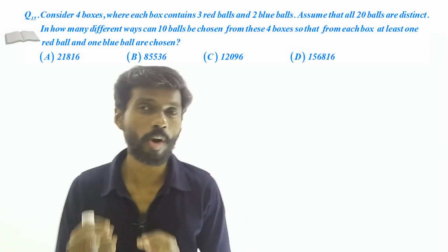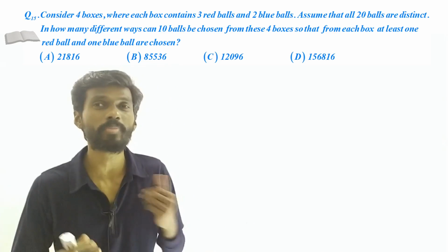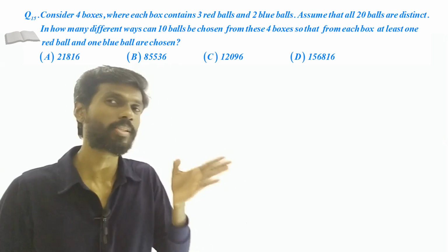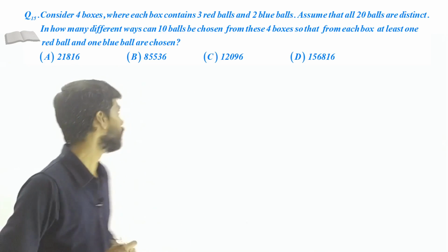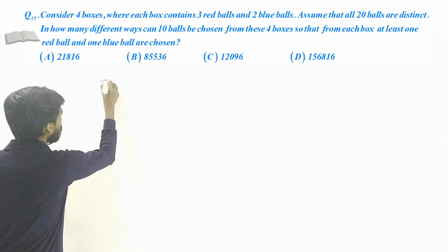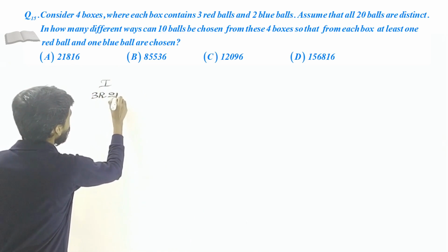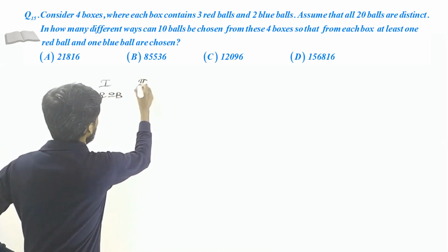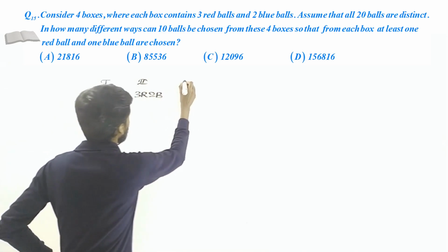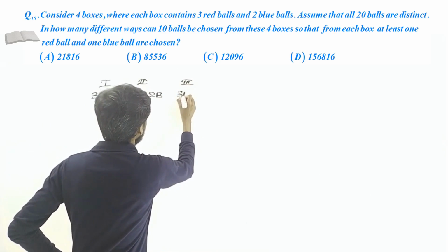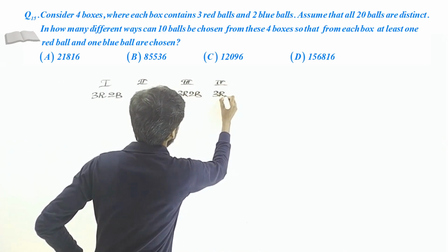Here we have 4 boxes, each containing 3 red balls and 2 blue balls. We have to select 10 balls from these boxes, but a minimum of 1 ball has to be selected from each box, right? 1 blue ball and 1 red ball should be selected. See, it is like this. This is the first box. The first box has 3 red balls and 2 blue balls. Similarly the second one also has 3 red balls, 2 blue balls. Okay, so third one, 3 red, 2 blue, and fourth one, 3 red, 2 blue.